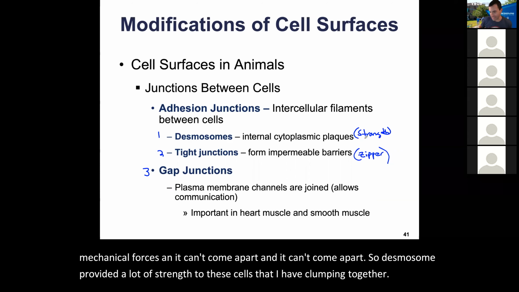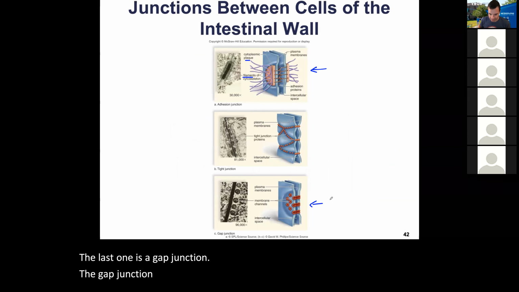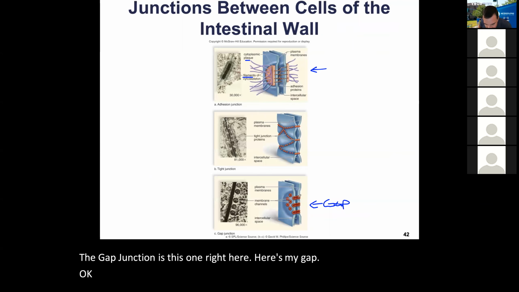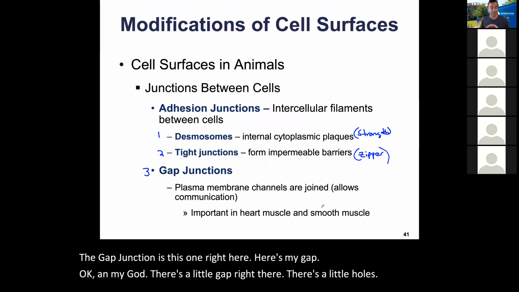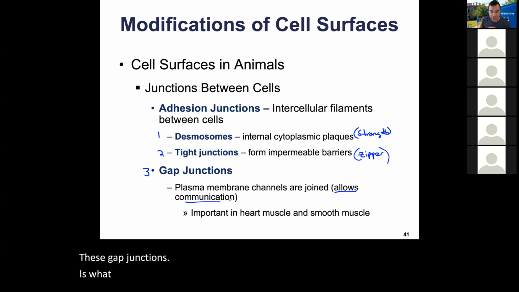The last one is a gap junction. The gap junction is this one right here. Here's my gap. Oh my God, there's a little gap right there. There's little holes. These gap junctions are what allow communication, I should probably write this, between adjacent cells.